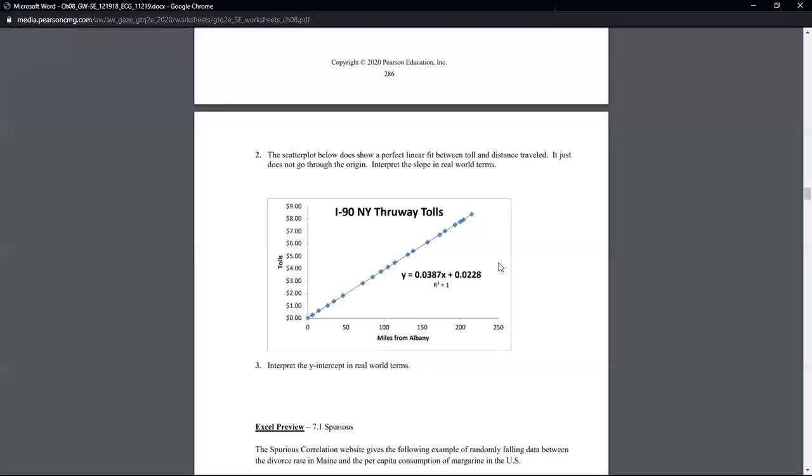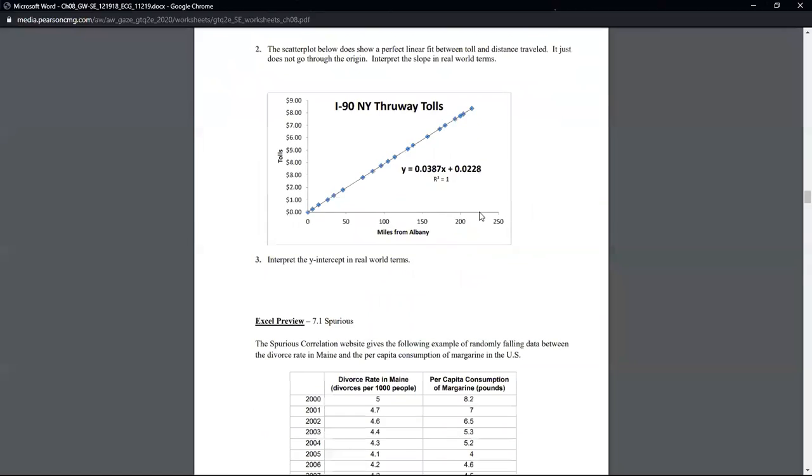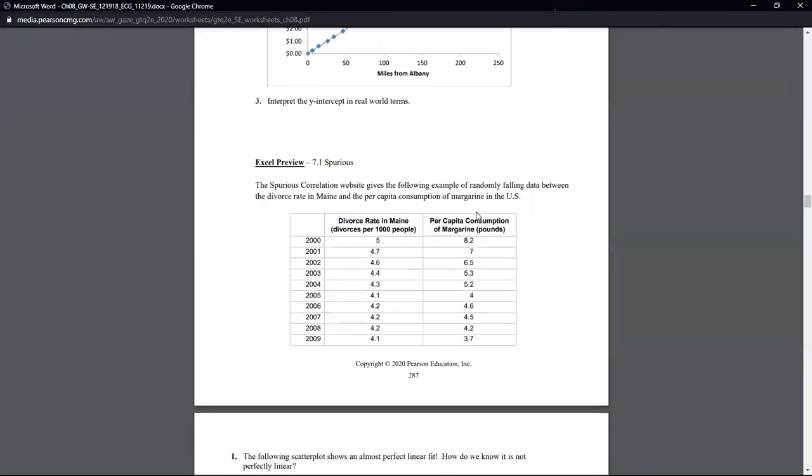But anyways, this is perfect correlation on what your teacher suspects is made-up data, but he has not confirmed that. It just seems like the further away you are from Albany, the more you're paying in tolls. I'm going to guess they probably started heading towards New York City. I don't know. I just know there's expensive tolls that way.